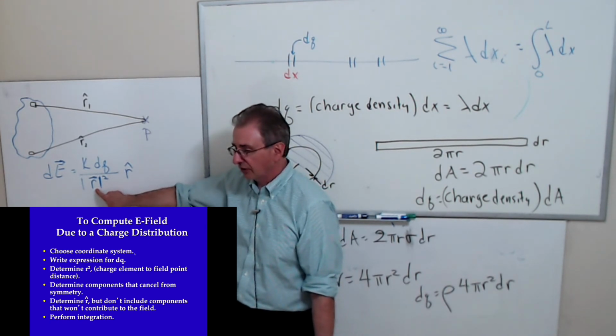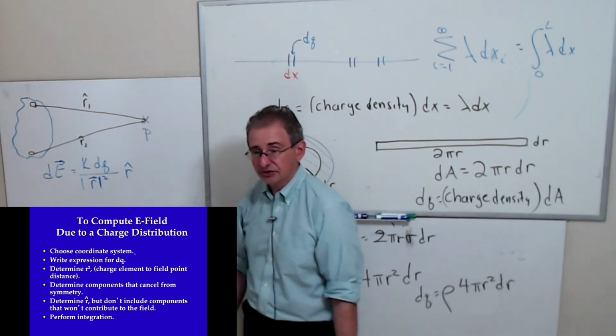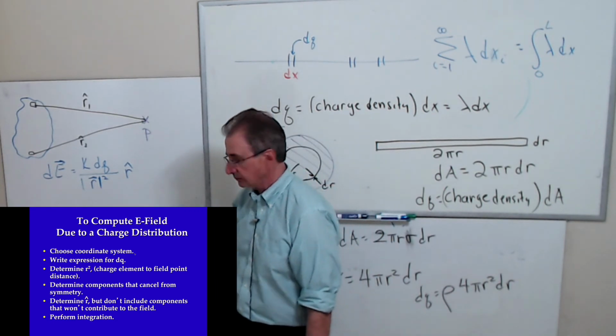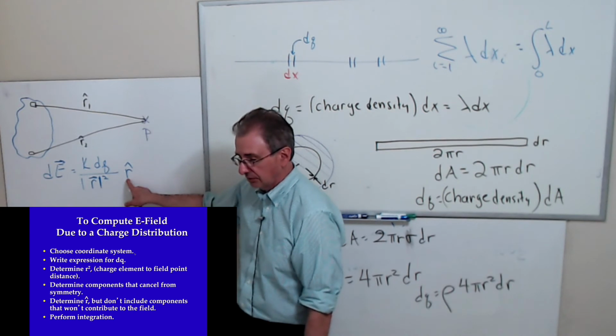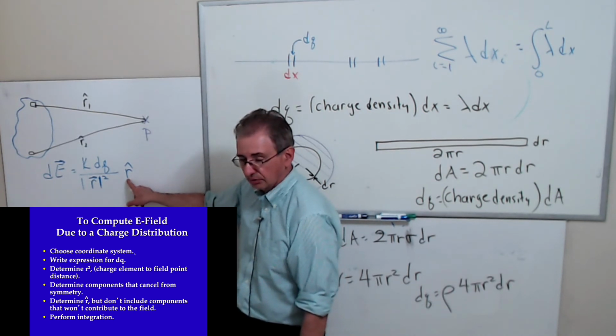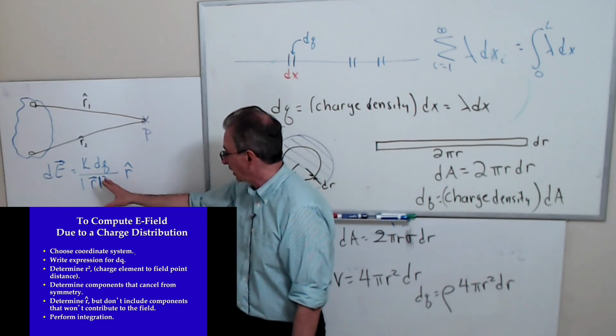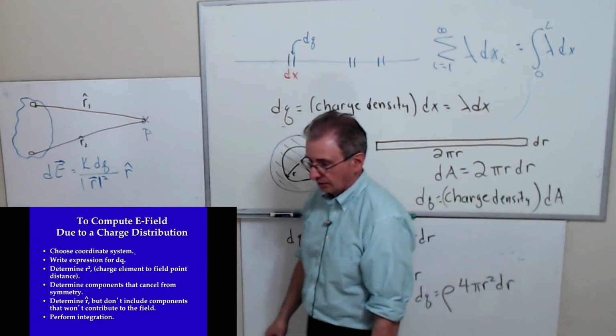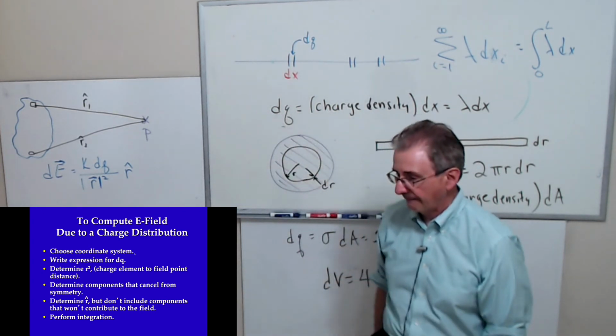And see if you can use symmetry to figure out which components cancel. Determine r hat, and don't include the components that are not going to contribute. It's not worth it. Put your equation together and then integrate, and see if your answer makes sense.